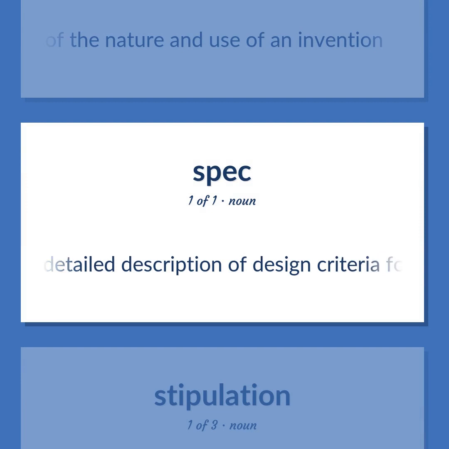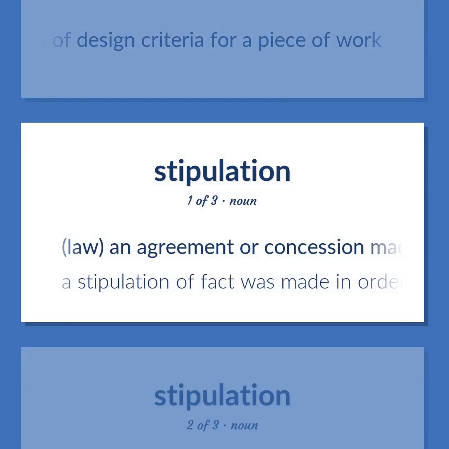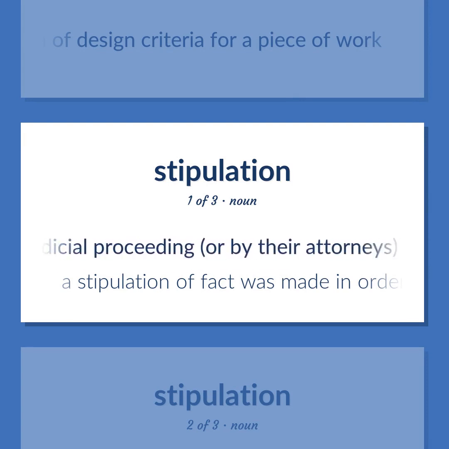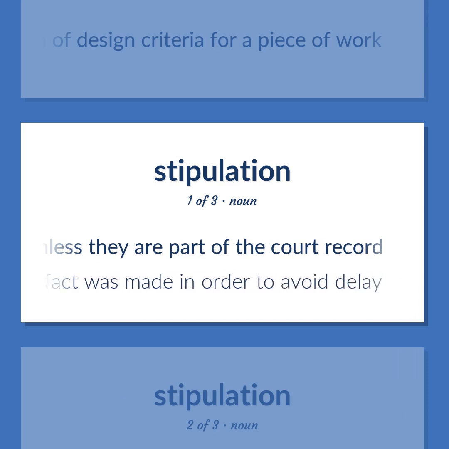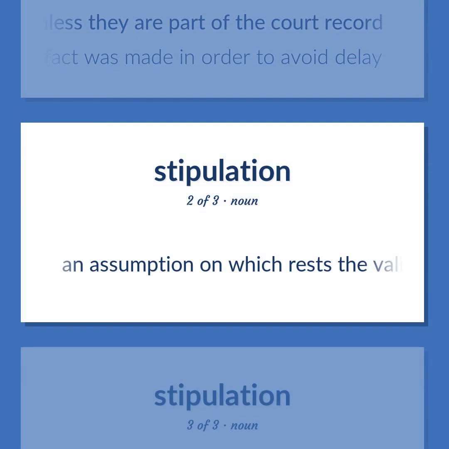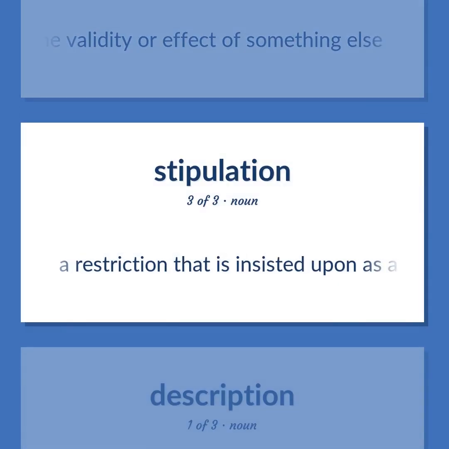A detailed description of design criteria for a piece of work. Law. An agreement or concession made by parties in a judicial proceeding, or by their attorneys, relating to the business before the court, must be in writing unless they are part of the court record. A stipulation of fact was made in order to avoid delay. An assumption on which rests the validity or effect of something else. A restriction that is insisted upon as a condition for an agreement.